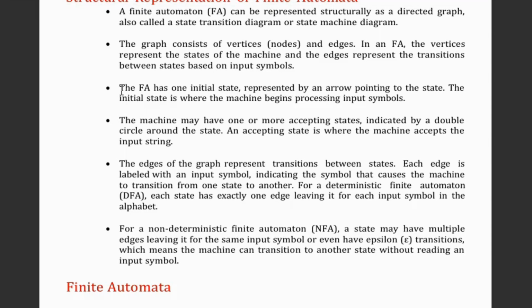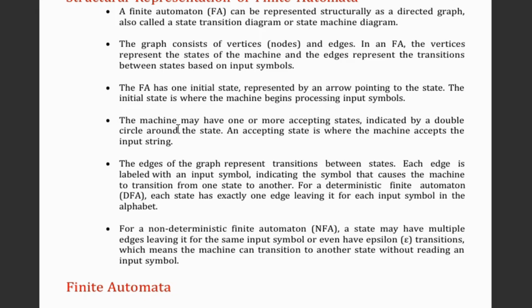Now the FA has one initial state, which I said before. It starts from one point but ends up with multiple points, represented by the arrow pointing to the state, from one state to another state. So the initial state is where the machine begins processing input symbols. What is the initial state? It is the initial point from where it starts, when it begins processing the input symbols.